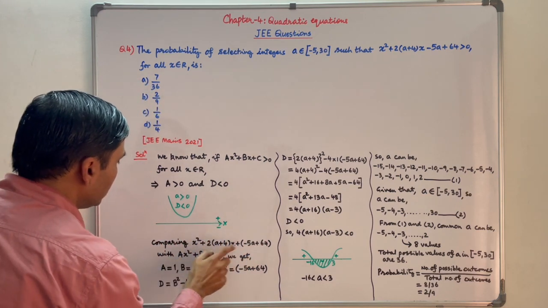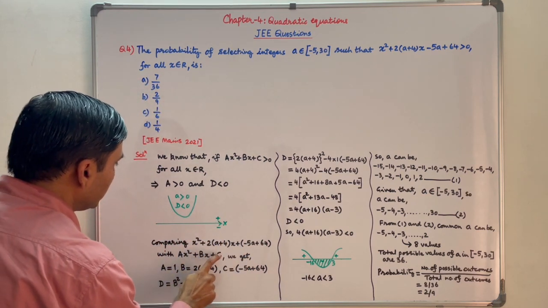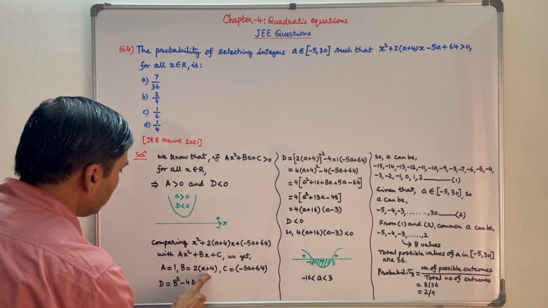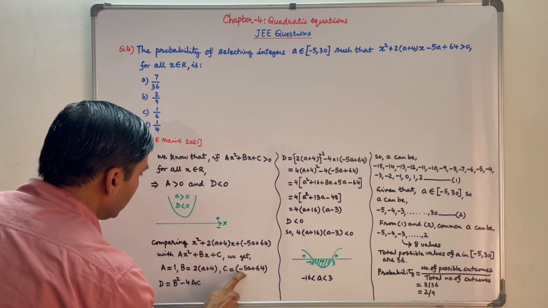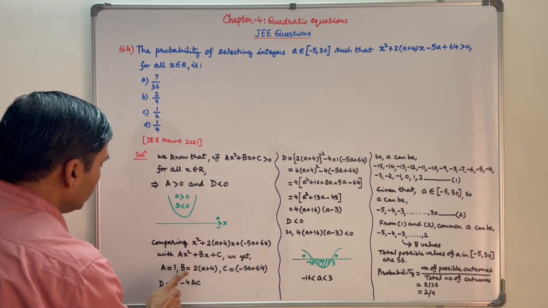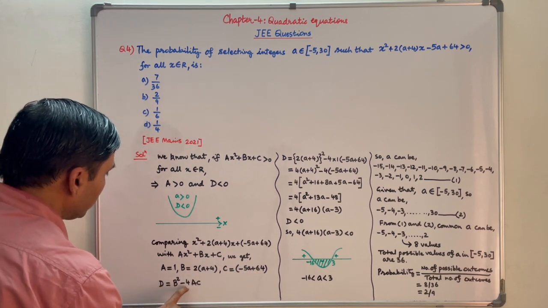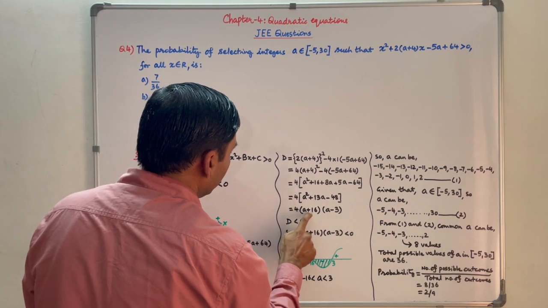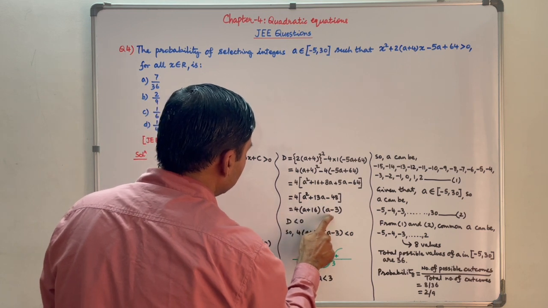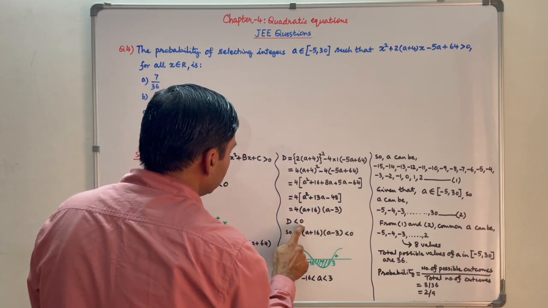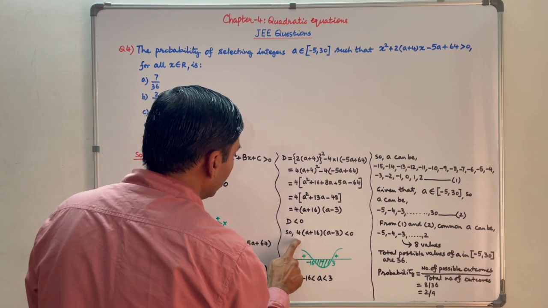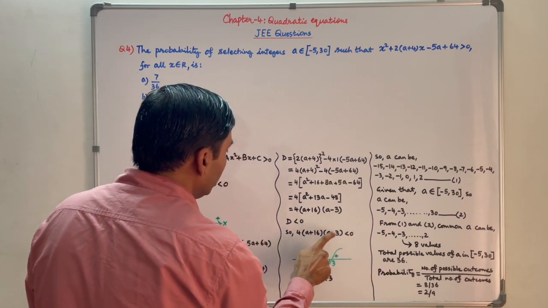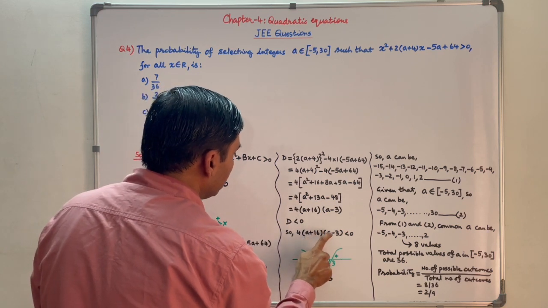Compare the given expression with ax square plus bx plus c. So we get a is equal to 1, b is equal to 2 into a plus 4 and c is equal to minus 5a plus 64. So discriminant d is equal to b square minus 4ac. So d is simplified as 4 into a plus 16 into a minus 3. D is less than 0. So the inequality is 4 into a plus 16 into a minus 3 is less than 0. Critical points are minus 16 and plus 3.